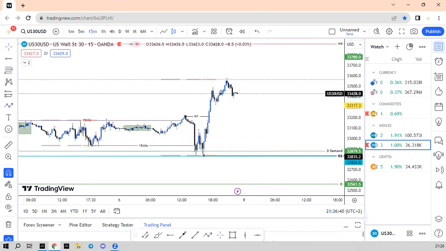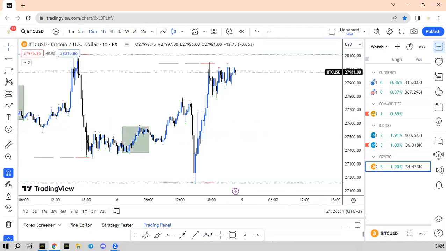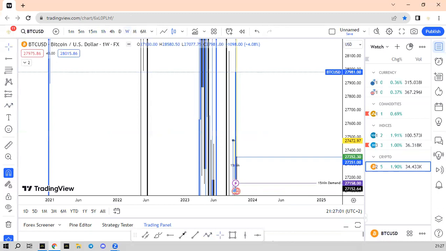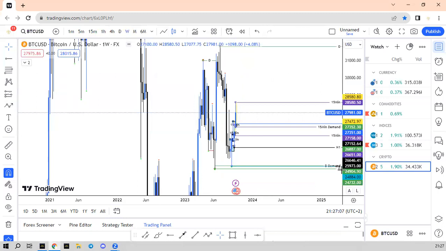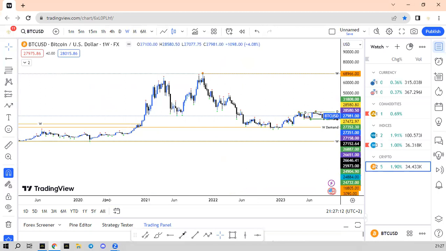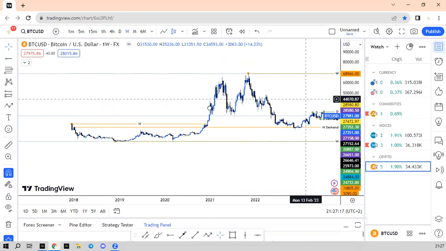So let's jump into Bitcoin. This one is just crazy. It was just a crazy week. However, we just execute. So we have a range low here, a range high, retracement. We might be going up.